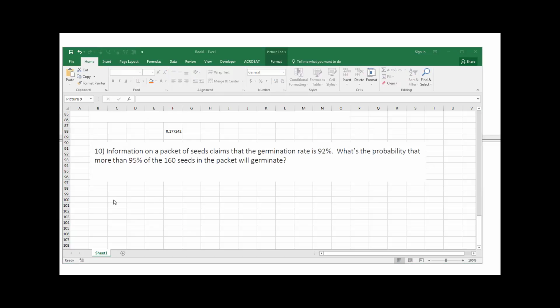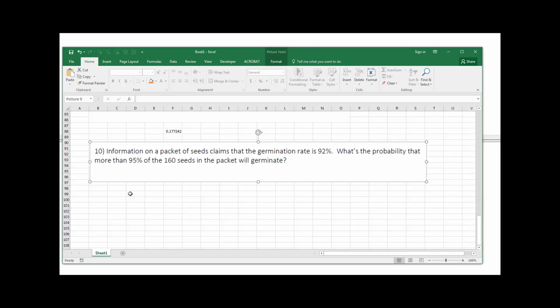All right, number 10. Information on a packet of seeds claims that the germination rate is 92%. What's the probability that more than 95% of 160 seeds in the packet will germinate? Okay, the first thing we should catch is that we're talking about some sort of sampling process, because they give me a sample size of 160, but we've got 2 different sampling processes. We've got sample means and sample proportion.